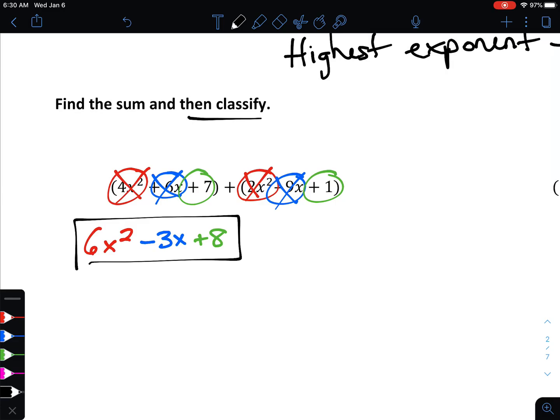So to name it, we need 2 different parts. We've got our degree, which is 2, so that's going to make this a quadratic. We also have 1, 2, 3 terms, so this is going to be a trinomial.